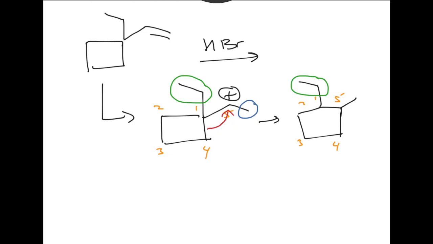So if there are more groups on your ring and it does an expansion, by numbering the carbons, you will know what substituent needs to be on what carbon of your product.